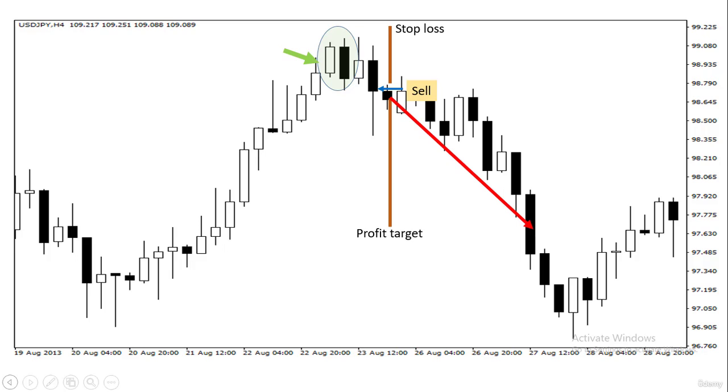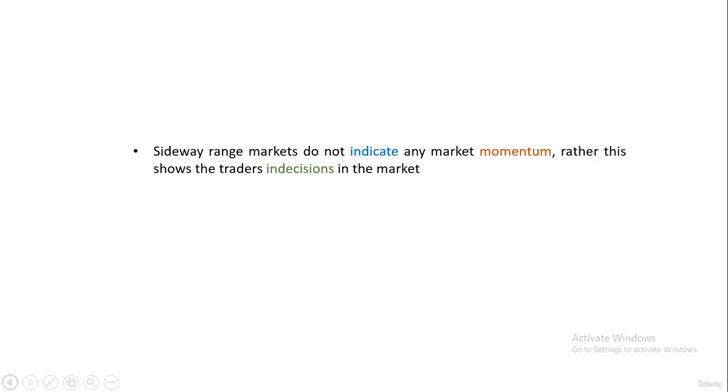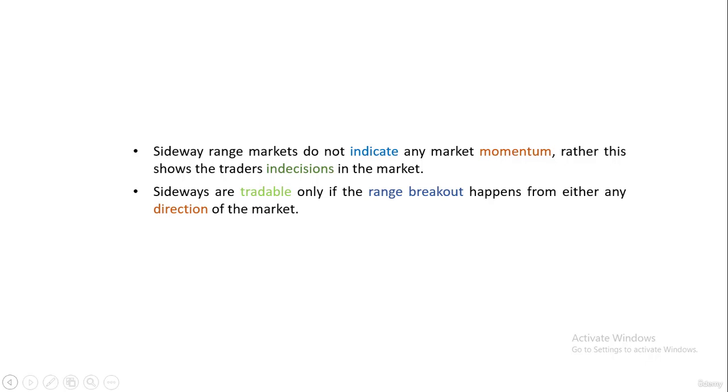Avoid trading an engulfing candlestick pattern in a sideways range market. A sideways range market does not indicate any market momentum and shows indecision in the market. Sideways markets are tradable only if a range breakout happens in either direction of the market.